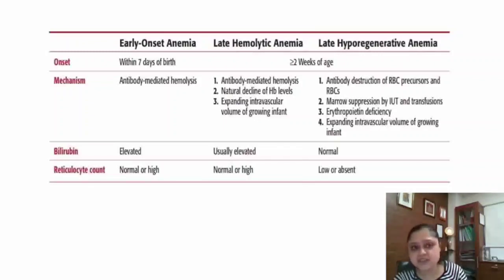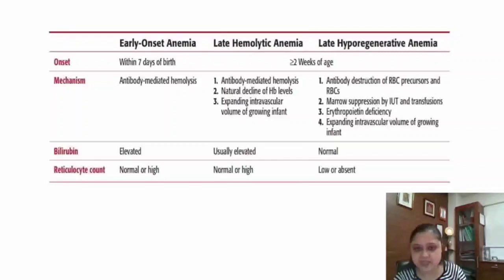First, if we see the main features, it includes the anemia and jaundice. These are the main findings which are going to be appreciated. It is appreciated in two stages: early onset anemia, or there could be a late phase, which could comprise the hemolytic anemia or late hyporegenerative anemia. The early onset anemia is noted within 7 days of the birth, and the mechanism is antibody mediated hemolysis, and it can be seen that bilirubin levels are raised, and the retic count in the newborn will be normal to high.